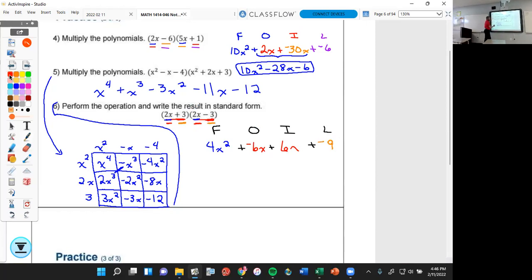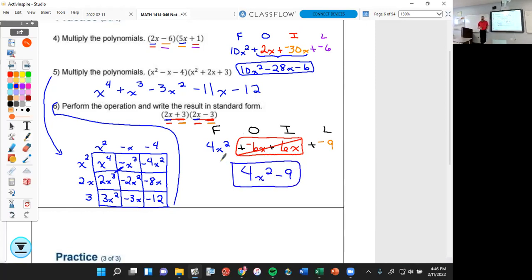Notice those middle two terms. Notice I have a negative 6x and a positive 6x. Negative 6x plus 6x is simply 0. So when I combine like terms, those guys are gone. So my final answer is simply 4x squared minus 9.